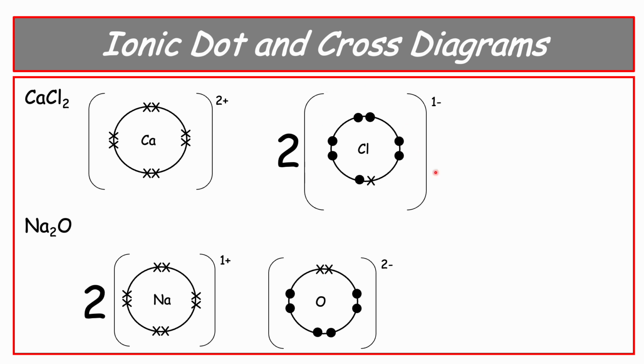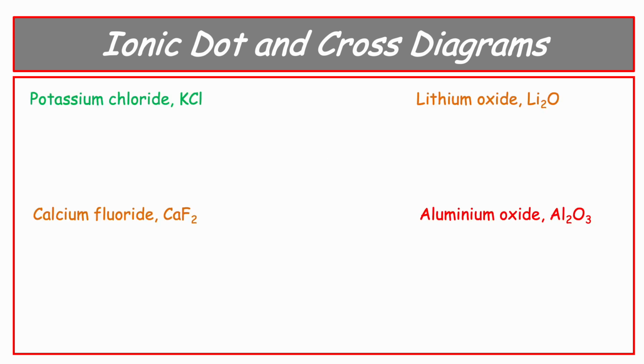So this is as hard and as difficult as dot and cross diagrams will get for ionic compounds. But on the next slide, we'll go through some examples to practice. Pause the slides and have a go at drawing ionic dot and cross diagrams for the following ionic compounds.